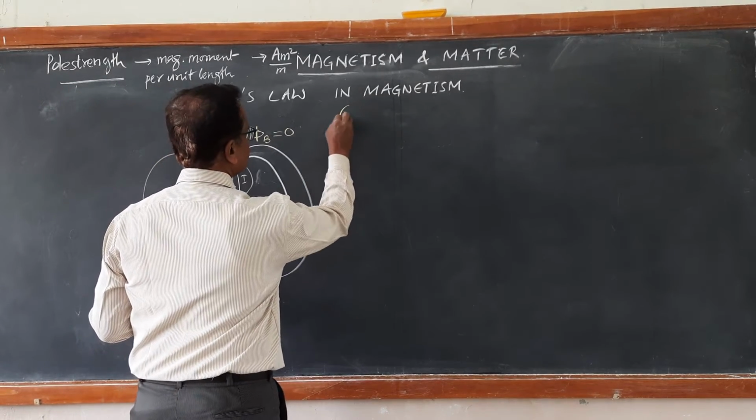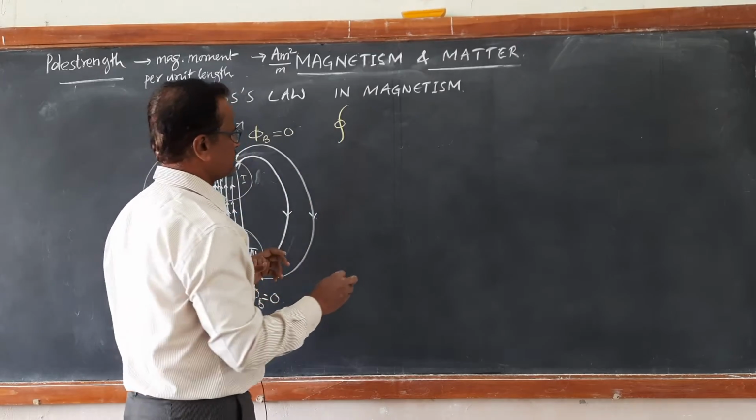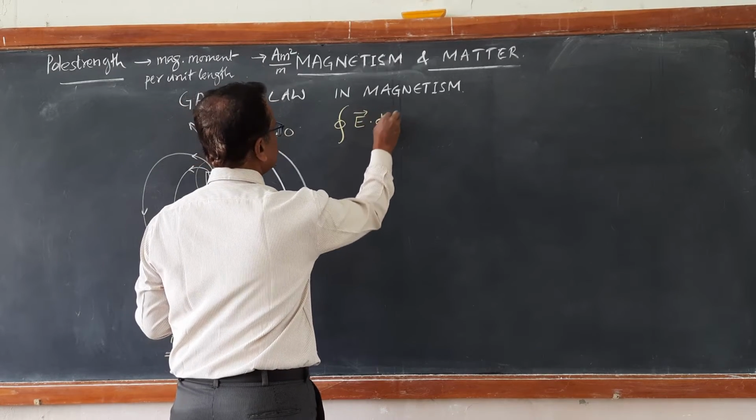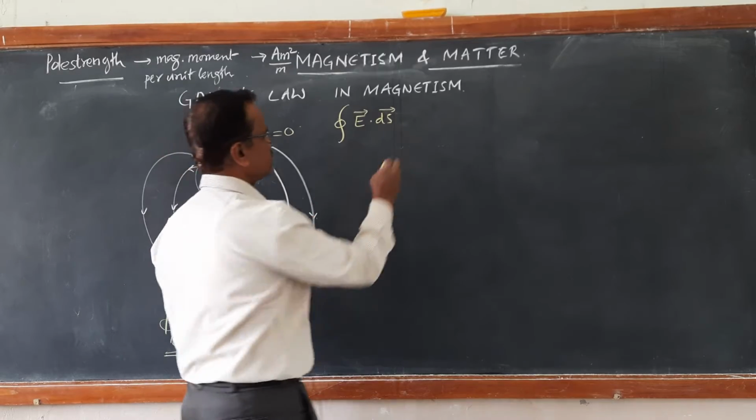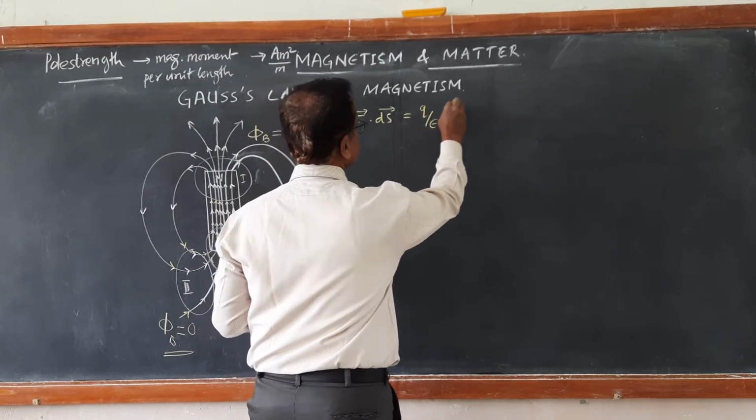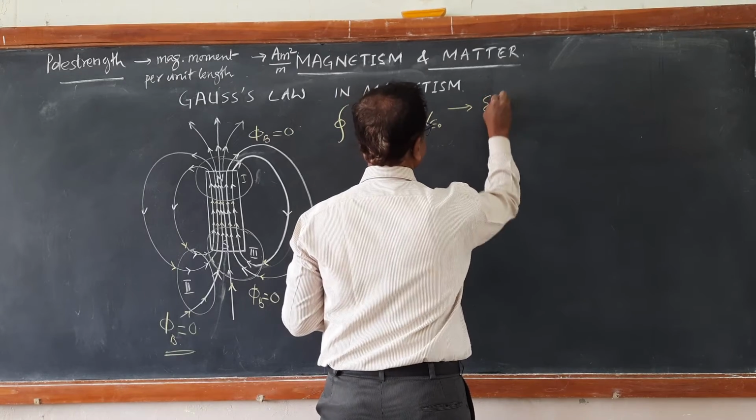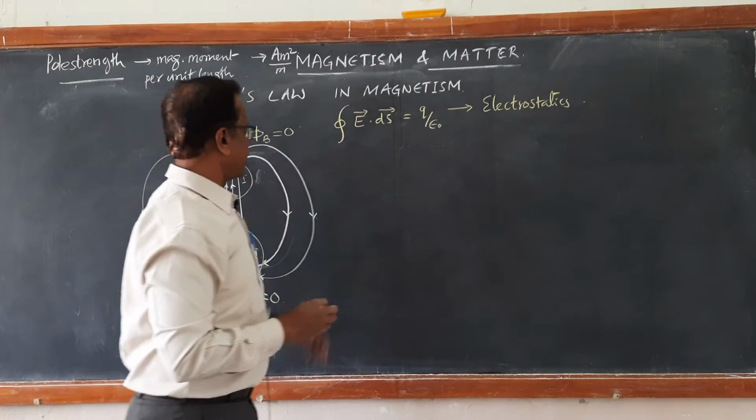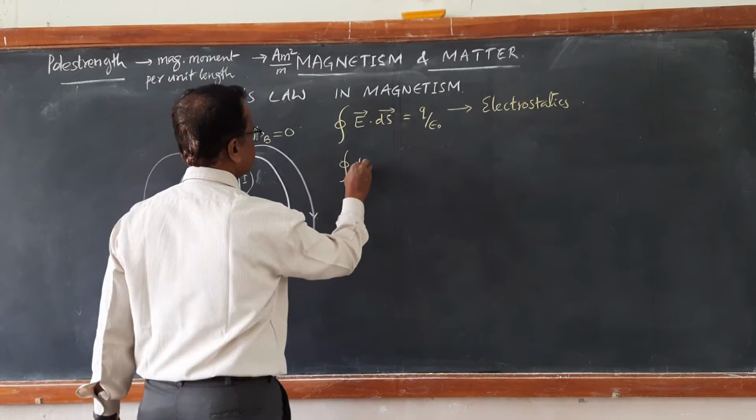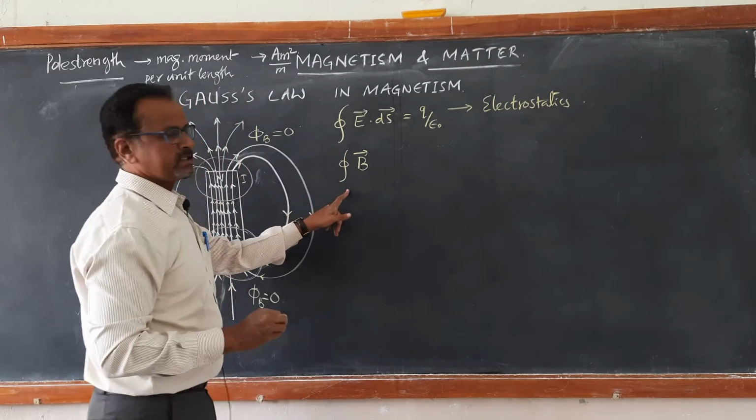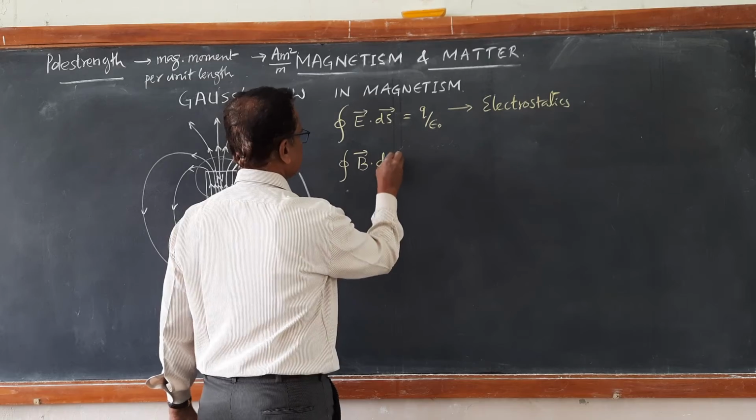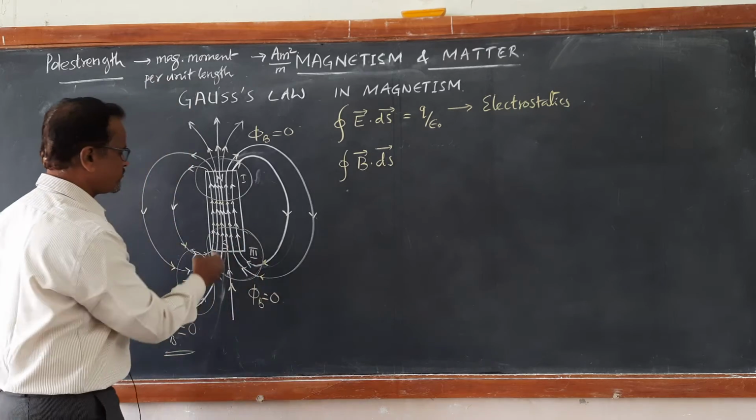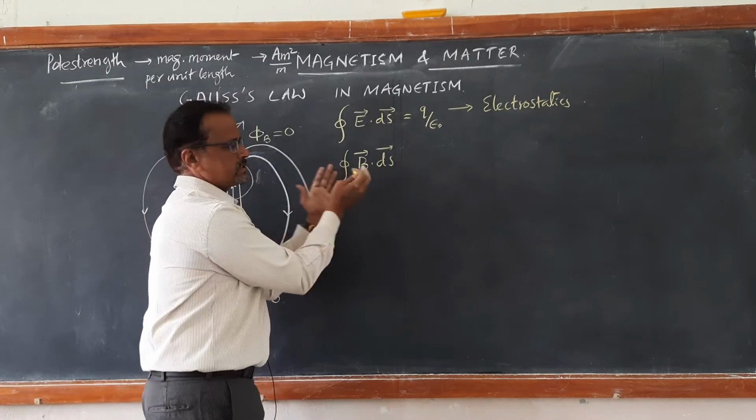If you remember the Gauss law in electrostatics, we wrote it as the surface integral of E dot ds is equal to q upon epsilon naught. This is Gauss law in electrostatics. On the same line, here we are writing Gauss law in magnetism. The surface integral of the magnetic field taken over the closed surface gives us the total flux.